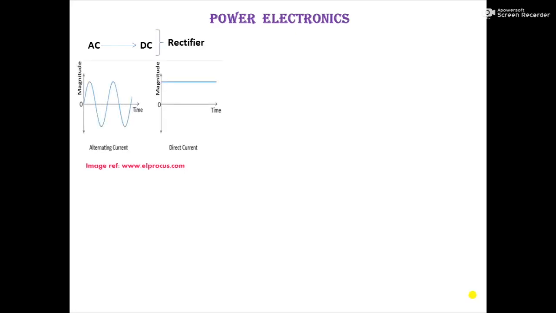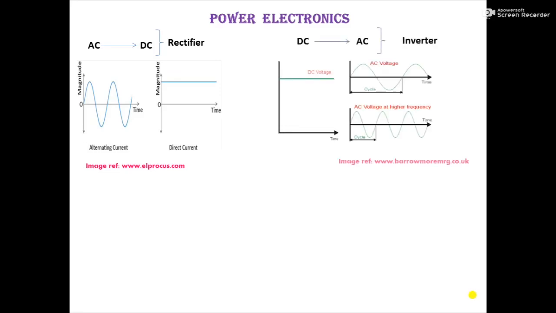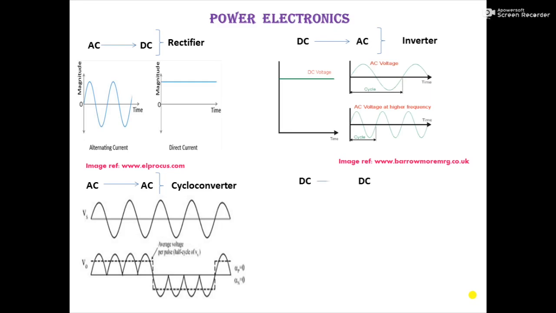In the previous lecture, we have seen that the power electronics subject mainly deals with conversion from one type of supply to the other type of supply. So we have seen AC to DC done by a rectifier, DC to AC done by an inverter, AC to AC done by a cycloconverter, and for DC to DC we have seen a device called a chopper. So in this lecture, we are starting with a detailed study of choppers.